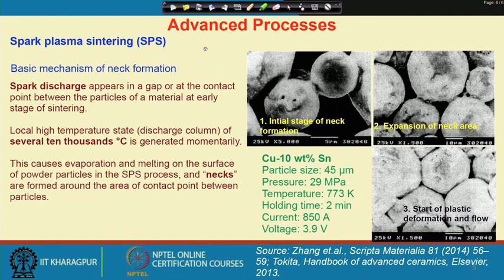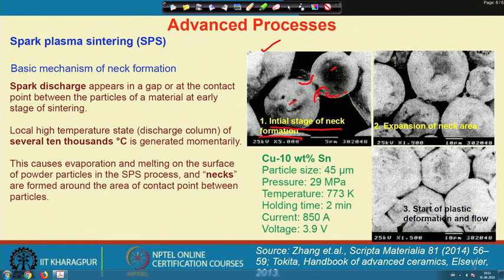Now, we can see the real microstructure of the initial neck formation. In the left hand side image, you can see that these are two powder particles, and the image has been taken at the very initial stage of neck formation. So, you can see that there is a neck already formed. Once the neck forms, the atoms will migrate from a higher curvature to a lower curvature region.